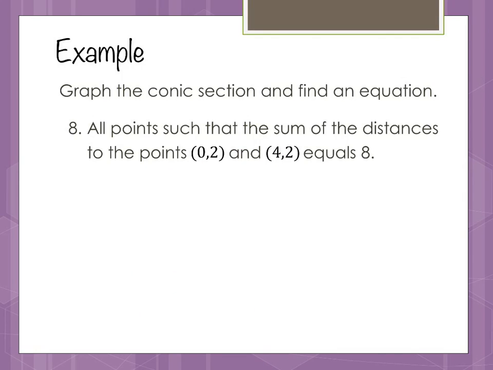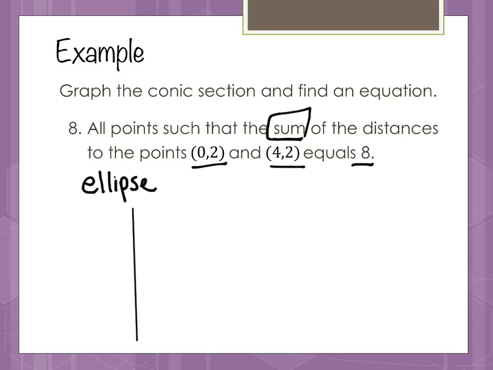On number 8, we have the description that we've got to find all points so that the sum of the distances from (0, 2) and (4, 2) equals 8. The fact that the phrase is sum actually tells you that it is an ellipse. So we're going to do the same thing we did in the last one. We'll plot those 2 points. Those 2 points would be our foci.